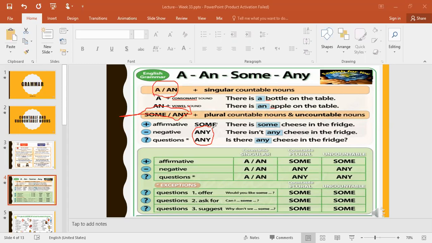Did you understand the difference? Yes. Okay. So, same as in an and a, always when I want to ask a question, I use any. Okay? Is there any? And if I'm using the negative, there isn't any. Okay.